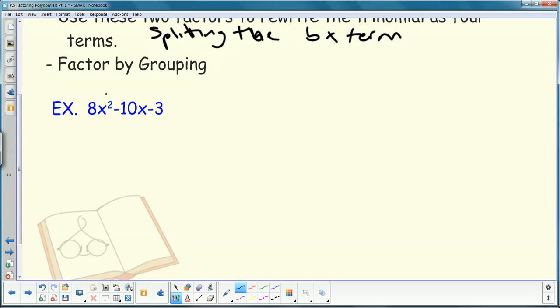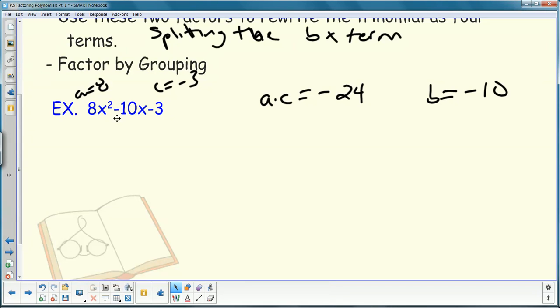So in this case, we have a is 8, and c is -3, which means if we do a times c, we're going to get -24. And we want factors of -24 that add up to -10, because right here we have that b is -10. Now because this is negative, this is another place we need to be careful. Because this is negative, one has to be positive, one has to be negative. So we could say something like -3 and +8, which would give us a +5.